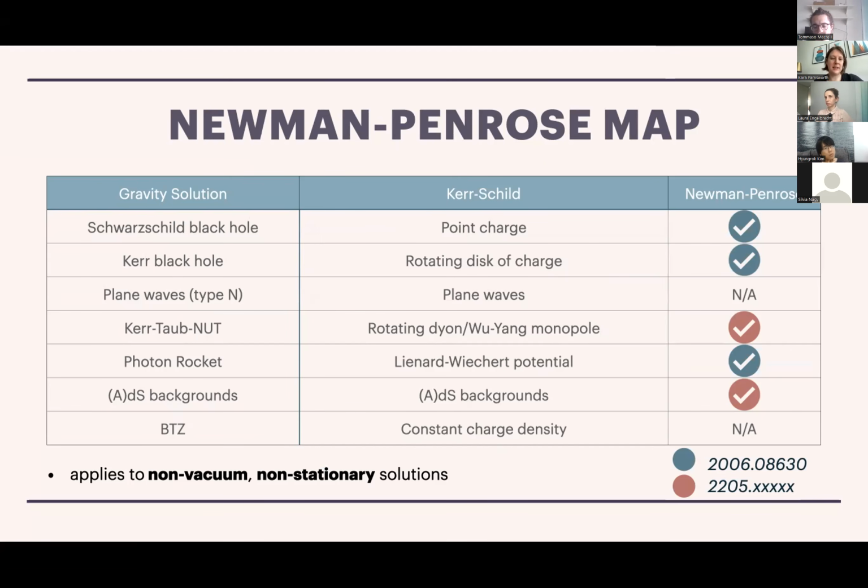Photon rocket is maybe more straightforwardly related to the potential for an accelerating point charge with radiation. And then also in the newer paper, we're looking at things in AdS or dS backgrounds. And then for the BTZ black hole, that's in 3 dimensions, so we can't apply our Newman-Penrose formalism in that case. But this formalism generically applies to non-vacuum and non-stationary solutions. So that's something that's a little different than other versions of the double copy.